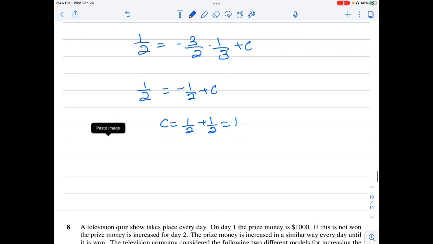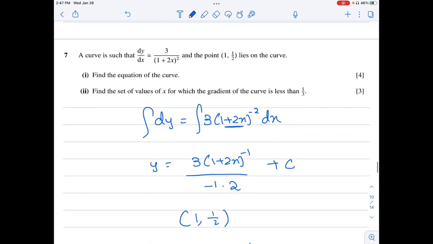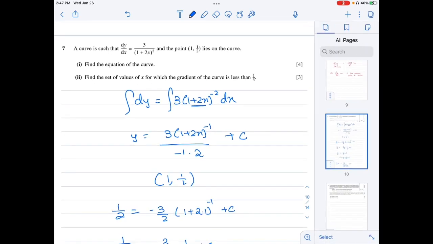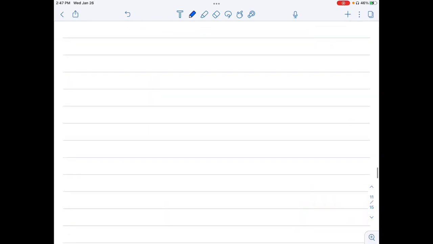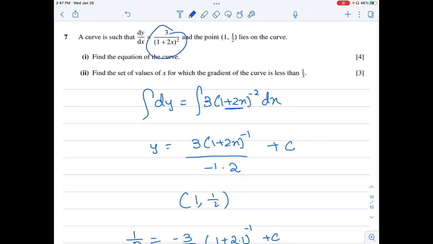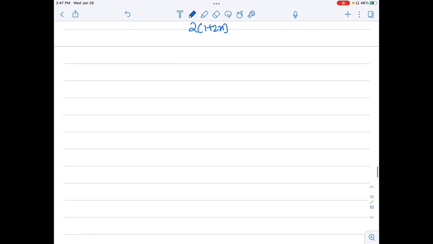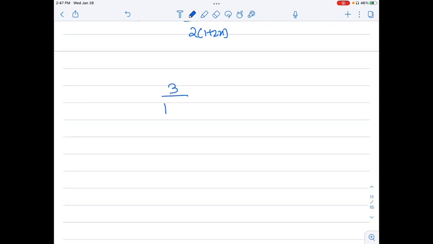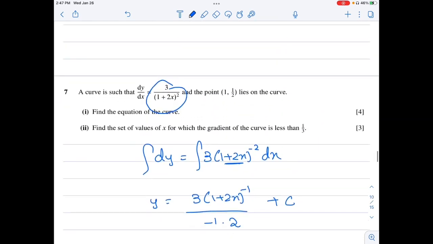So what is the equation of the curve? Y equals minus 3 upon 2 times 1 plus 2x, whole to the power of minus 1, plus 1. That's going to be the equation of the curve. Find the set of values of x for which the gradient is always less than 1 upon 3. So what was that gradient? Gradient is 3 upon 1 plus 2x whole square. 3 upon 1 plus 2x whole square is always less than 1 upon 3.